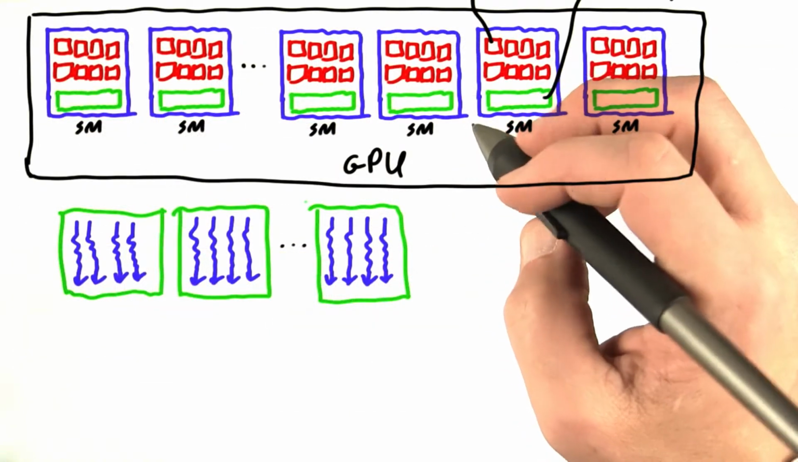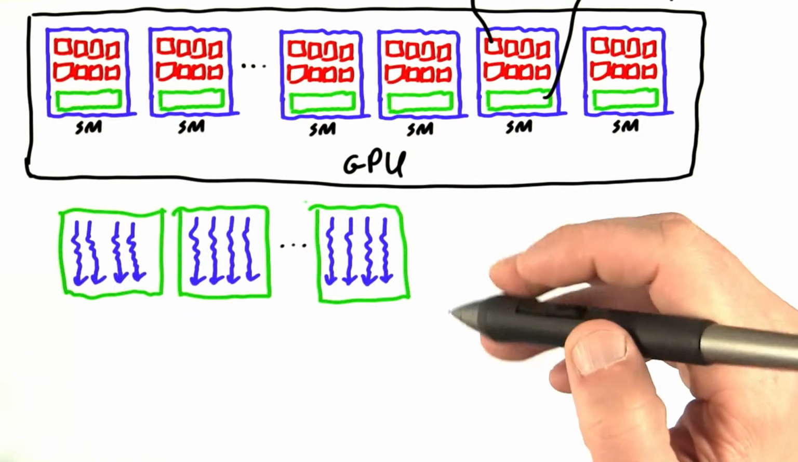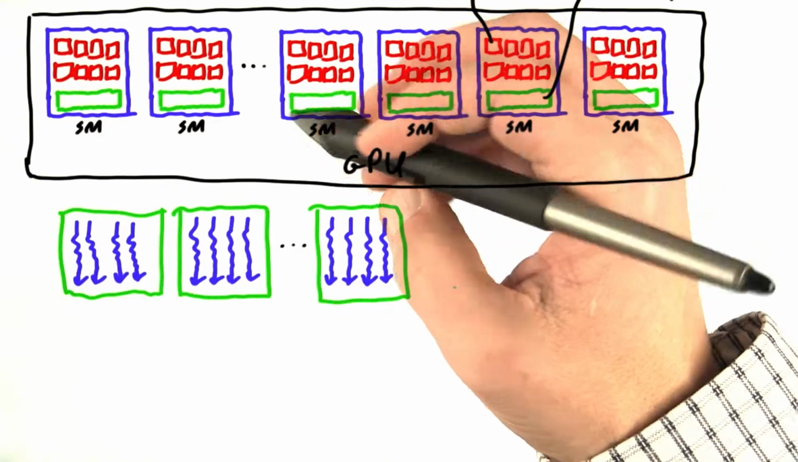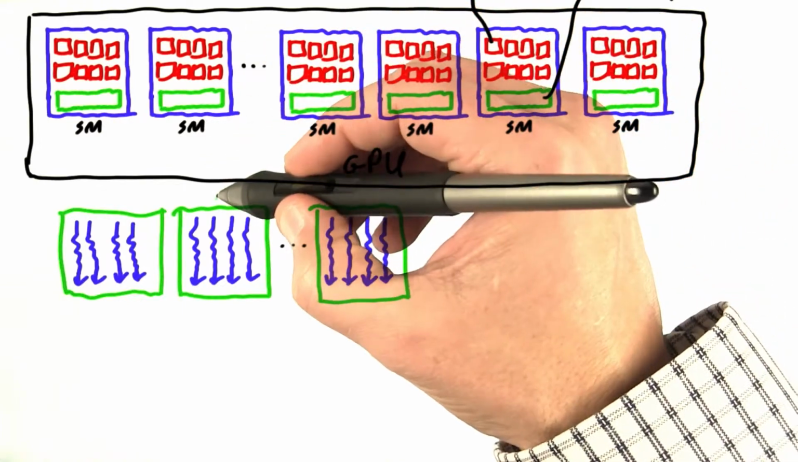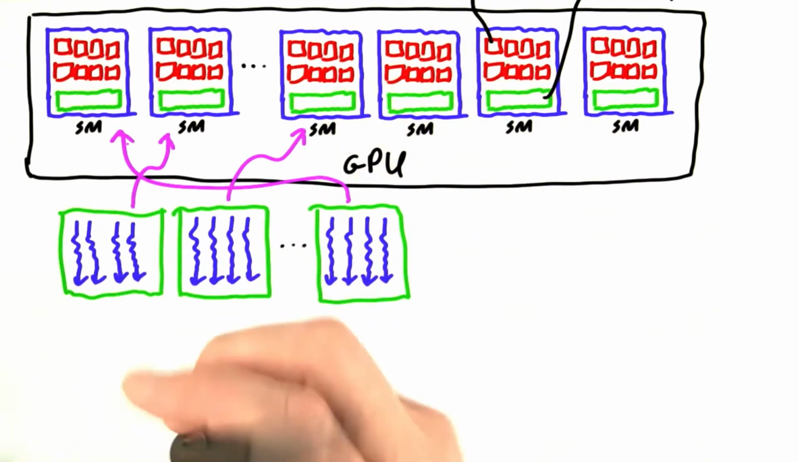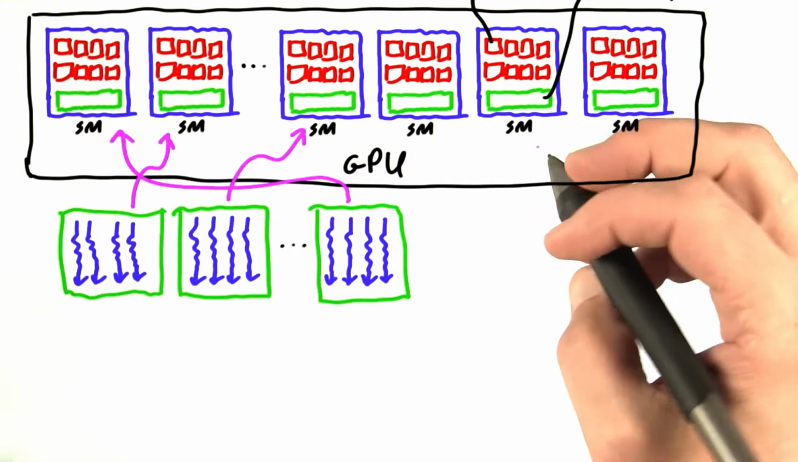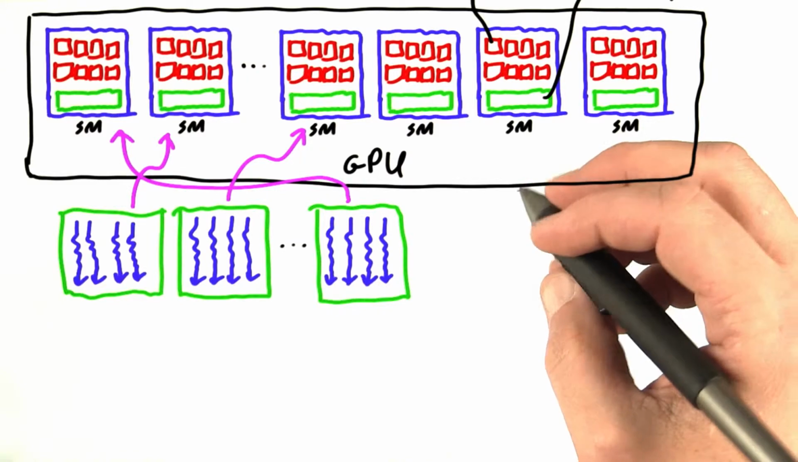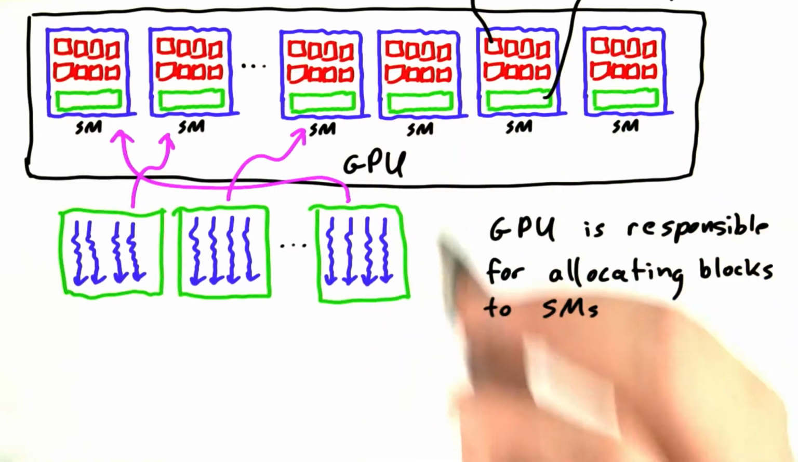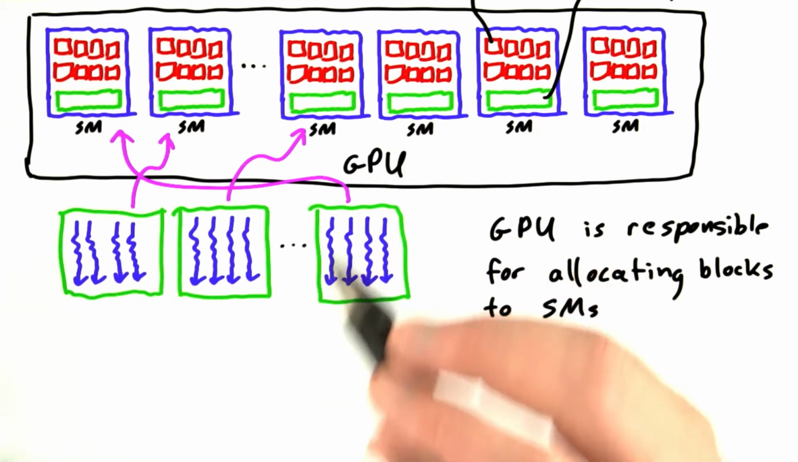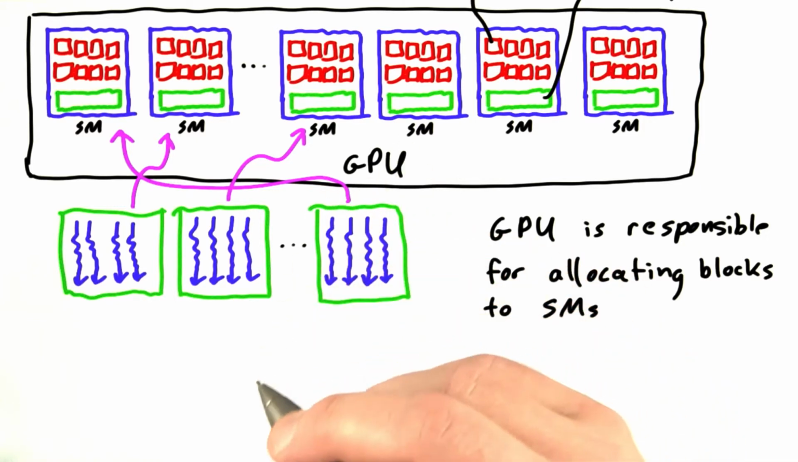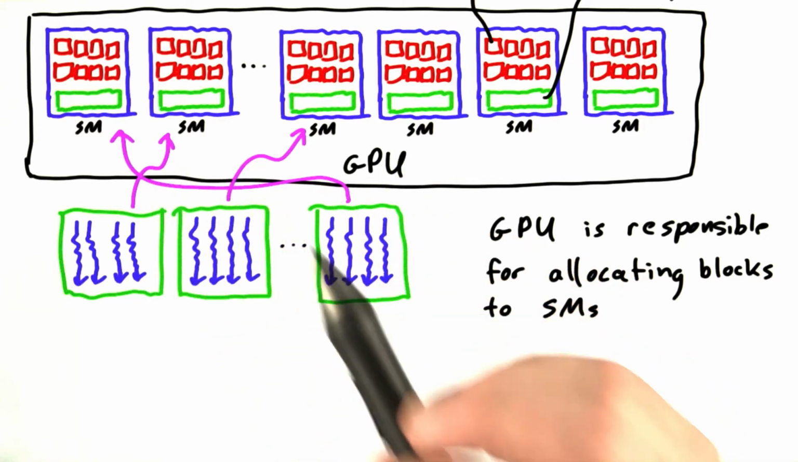So when you've got a CUDA program with a bunch of threads organized into thread blocks, the important thing to understand is that the GPU is responsible for allocating blocks to SMs. Let me say that again because it's really important. The GPU is responsible for allocating the blocks to the SMs. So as the programmer, all you have to worry about is giving the GPU a big pile of thread blocks, and the GPU will take care of assigning them to run on the hardware SMs. All the SMs run in parallel and independently.